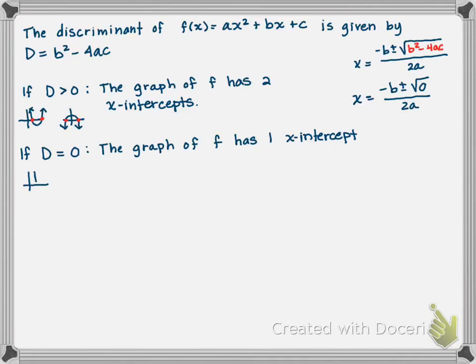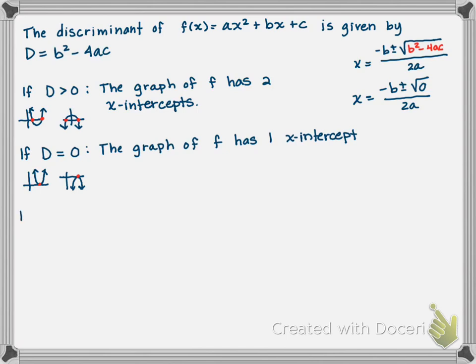So that's like when the graph kind of bounces off the x-axis. It doesn't actually pass through it, it just touches it once and then goes back in the direction it came.